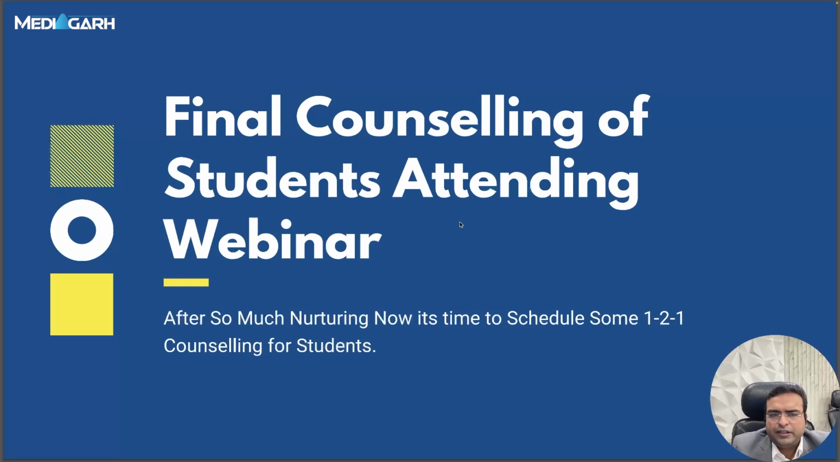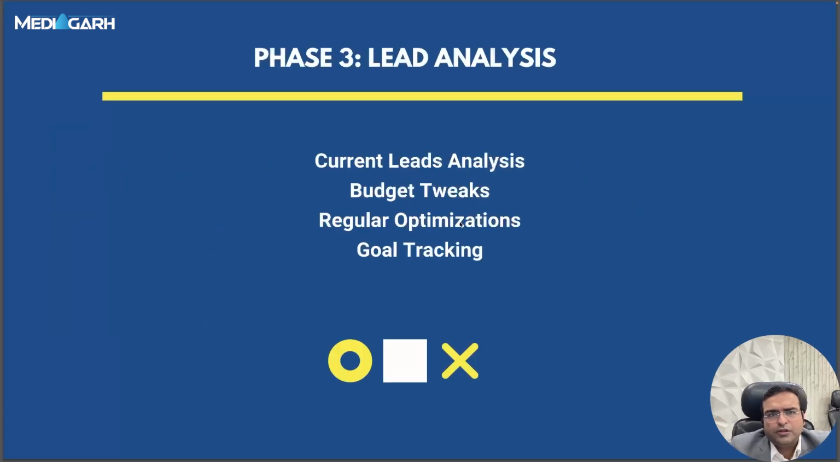Then the final counseling you can do. Now phase 3, very important. Once you have done the research, in which you checked all your competitors and got an idea, you went to the implementation. In the implementation you took action, created funnels and started campaigns. Now phase 3 is the lead analysis stage. In this phase 3, which is very important, you will analyze all the leads.